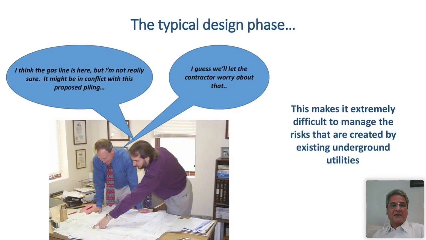All right. So the typical design phase is something like this. We are sitting on a chart paper here. One guy is saying, I think the gas line is here, but I'm not really sure. It might be in conflict with this proposed piling. The other guy says, I guess we will let the contractor worry about that. Now, this makes it extremely difficult to manage the risks created by existing underground utilities.